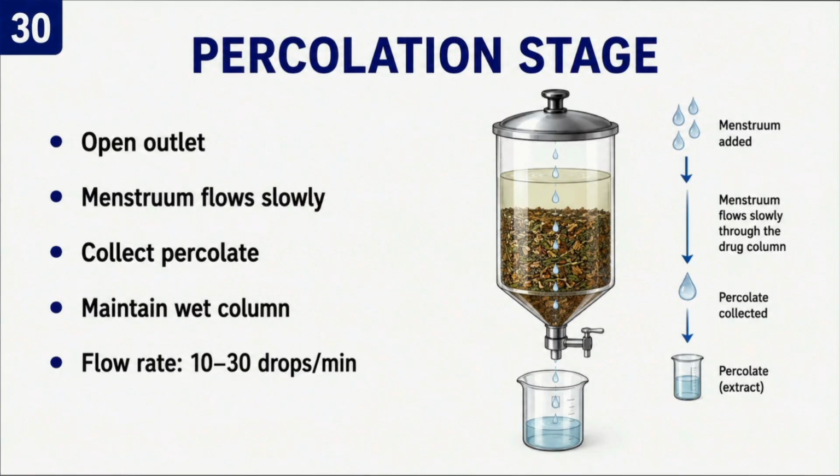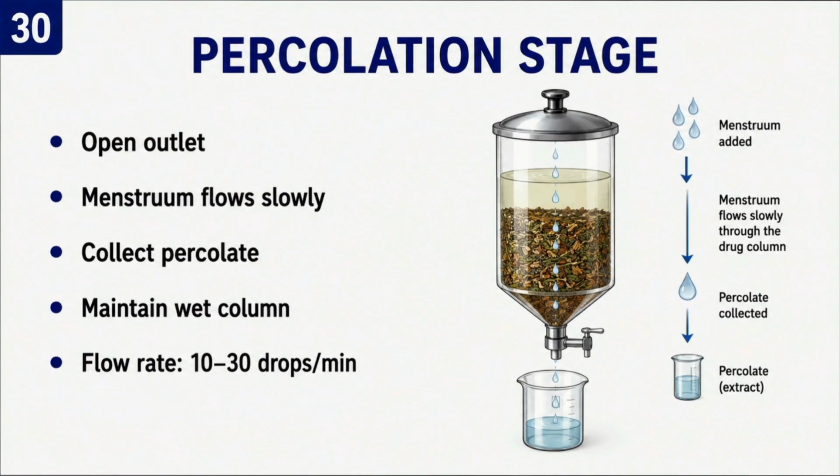Percolation starts. Now the outlet is open. Menstruum flows slowly and the percolate is collected. At the same time, the menstruum is maintained above the drug column. The recommended flow may be around 10 to 30 drops per minute depending on the procedure. Why should the flow be slow? If the solvent rushes through the drug, contact time decreases. Imagine washing a tea bag under rapidly flowing water for 1 second. Would you obtain a strong tea? No. Controlled contact improves the extraction.